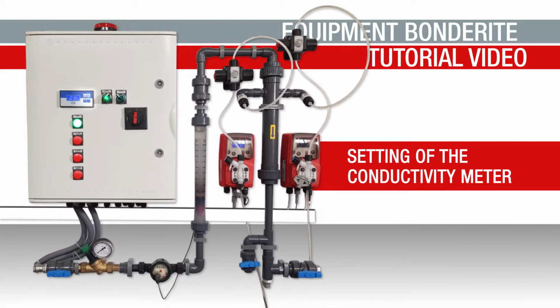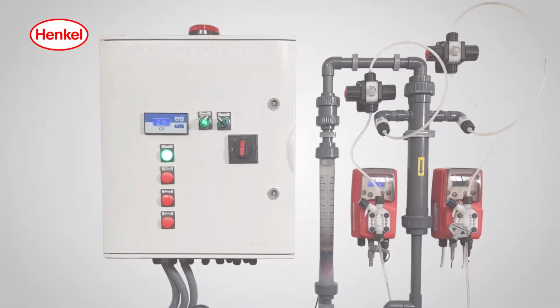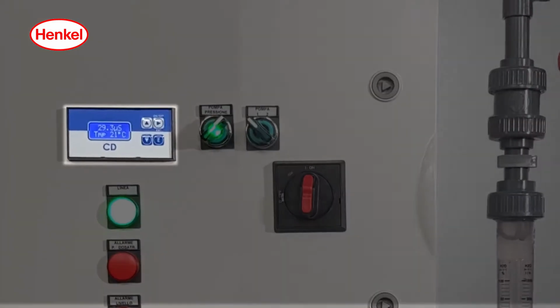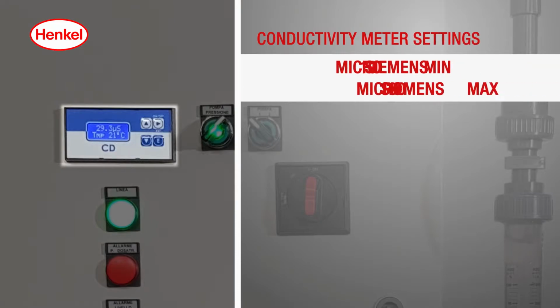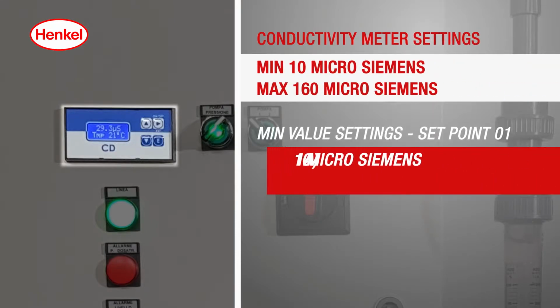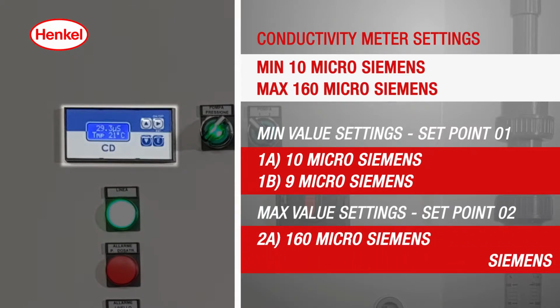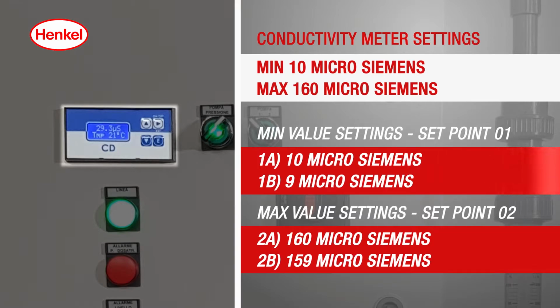Setting of the conductivity meter. We now see how to set alerts for minimum and maximum conductivity on the conductivity meter. Let's imagine that we work with a minimum conductivity alert at 10 microsiemens. Below 10 microsiemens, the alarm must sound.